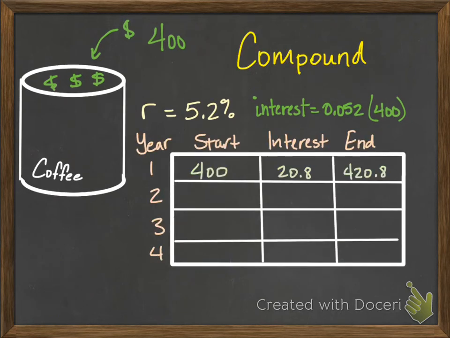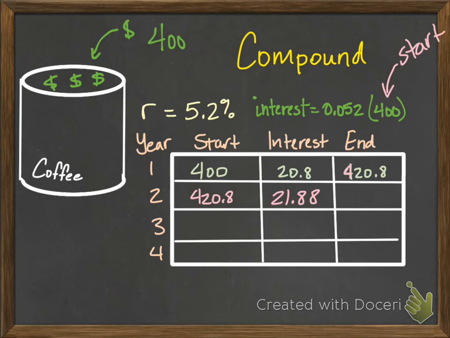So after that, my end value, I'm going to put it here. My end value becomes my new start value for my next year. So I have $420.80. On compound interest, every year you're earning interest on what you have, not on what you started with. So instead of having 0.052 times 400, I'm going to put my new start value in there. So it's going to be 0.052 times $420.80. So now, instead of earning $20.80, I'm earning $21.88. Okay, so, I mean, it's a dollar difference, but it adds up.